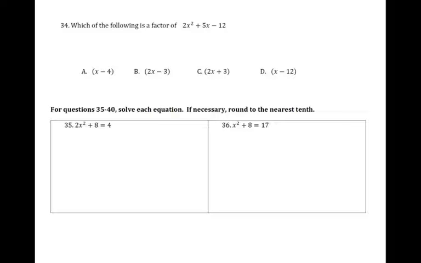All right, 34. Which of the following is a factor of 2x squared plus 5x minus 12? So first thing I notice is that I have this number in front of x squared. When that's the case, I need to go ahead and multiply my first and my last term, my a and my c. 2 times negative 12 is negative 24. From here, I'm going to set up my giant X, which organizes my thoughts. A times C is going to go on top, so that negative 24. B goes on the bottom, so 5.